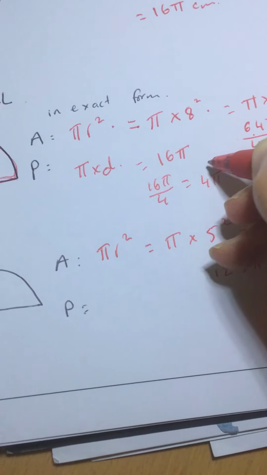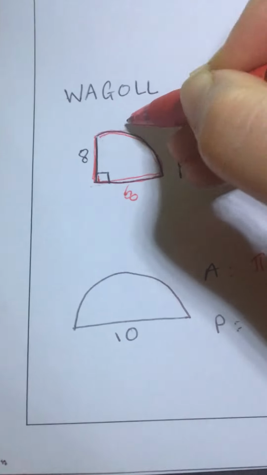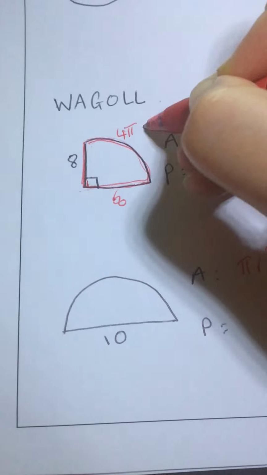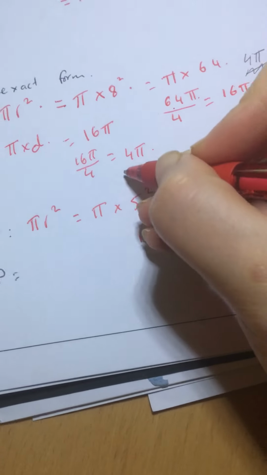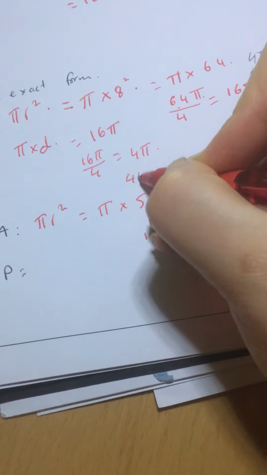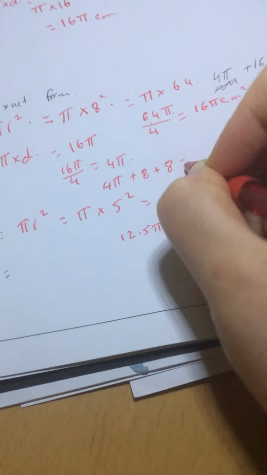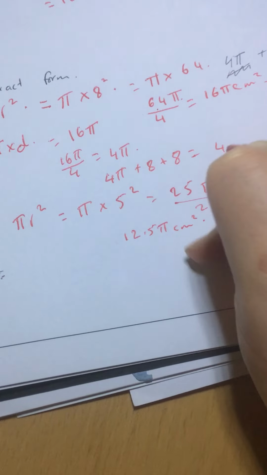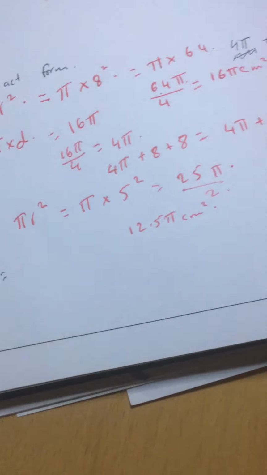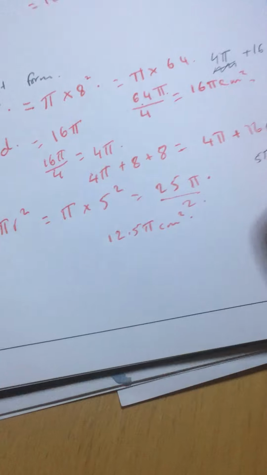Now this only gives me the curve. So the curve is 4 pi, but for the entire perimeter, I'm going to add up 4 pi plus 8 again. So for the perimeter, I'm going to have 4 pi plus 16 centimeters.